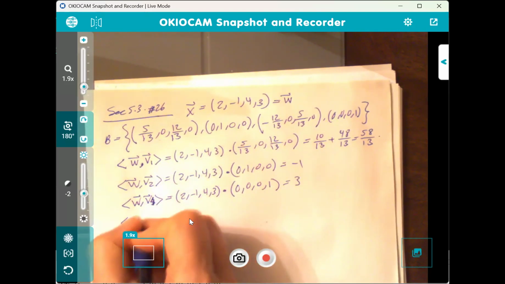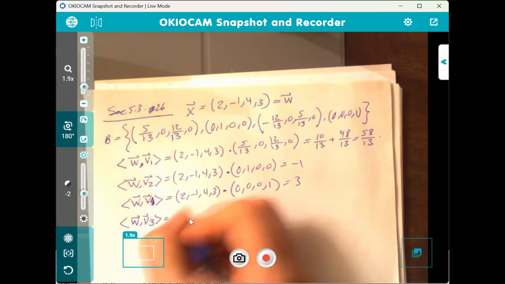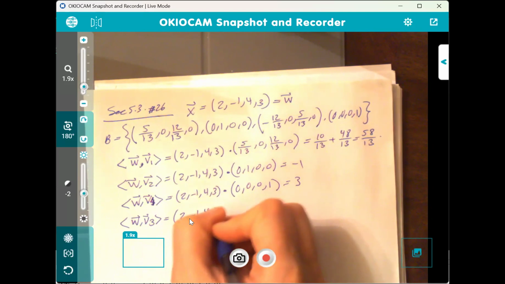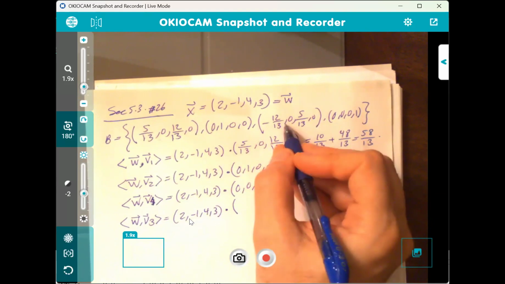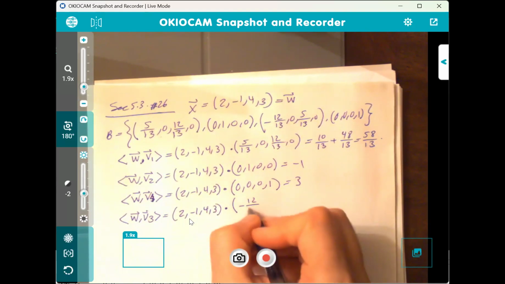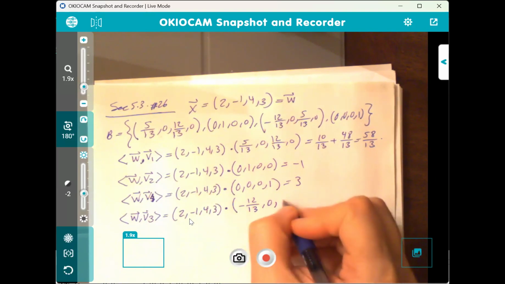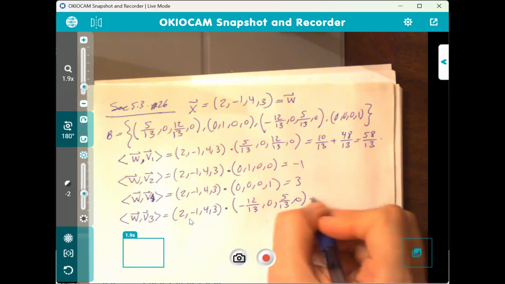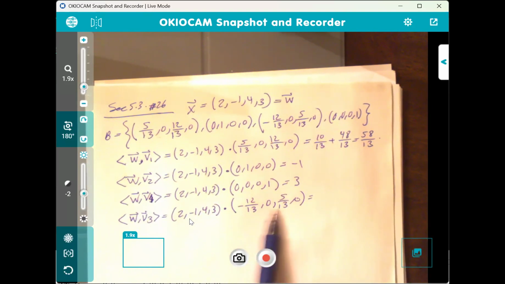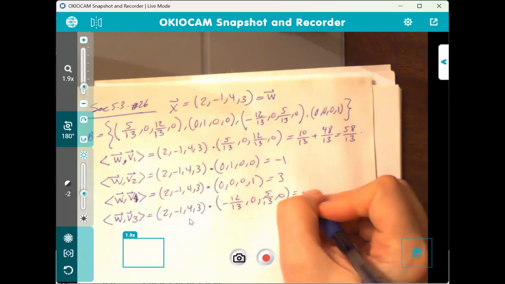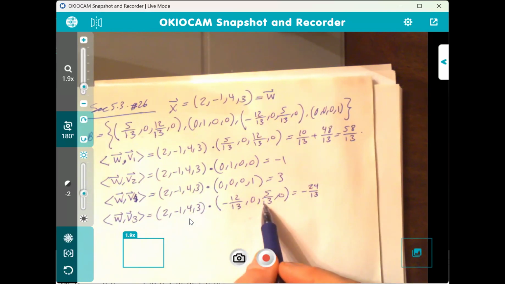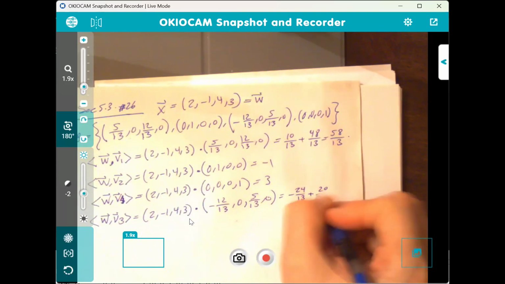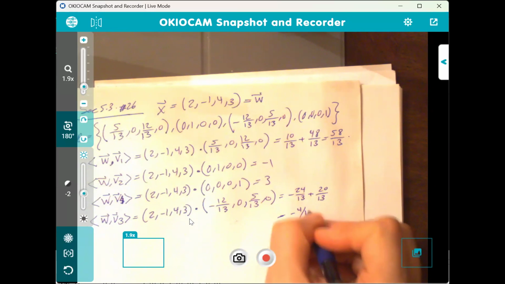Let me actually do W·V3. So that's going to be the dot product 2, negative 1, 4, 3, dotted with this one now, V3, which is negative 12/13, 0, 5/13, 0. I'm going to only multiply the non-zero elements. First component by first is negative 24/13, 2 times that. And 4 times 5/13, that's going to be 20/13, giving negative 4/13.